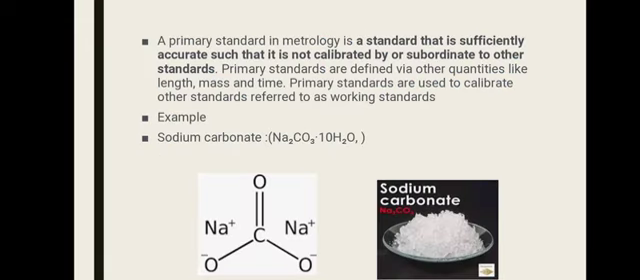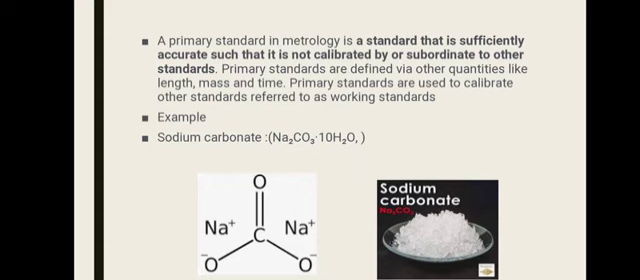So let's get started. Another definition of a primary standard: a primary standard in metrology is a standard that is sufficiently accurate such that it is not calibrated or subordinate to other standards. Primary standards are defined for other quantities like length, mass, and time. Primary standards are used to calibrate other standards, referred to as working standards.